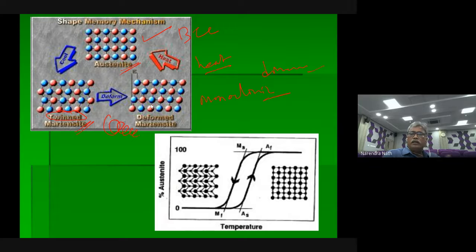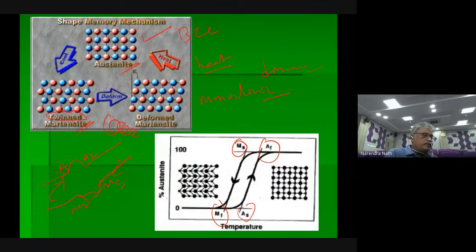Here another one is martensite start, martensite finish, and austenite start, austenite finish. So that means when I am heating, austenite starts and austenite finishes. When I am cooling like this, martensite starts, from austenite finish to martensite start, then martensite finish. So again reverse. This way people are finding out. Again it is temperature dependent.